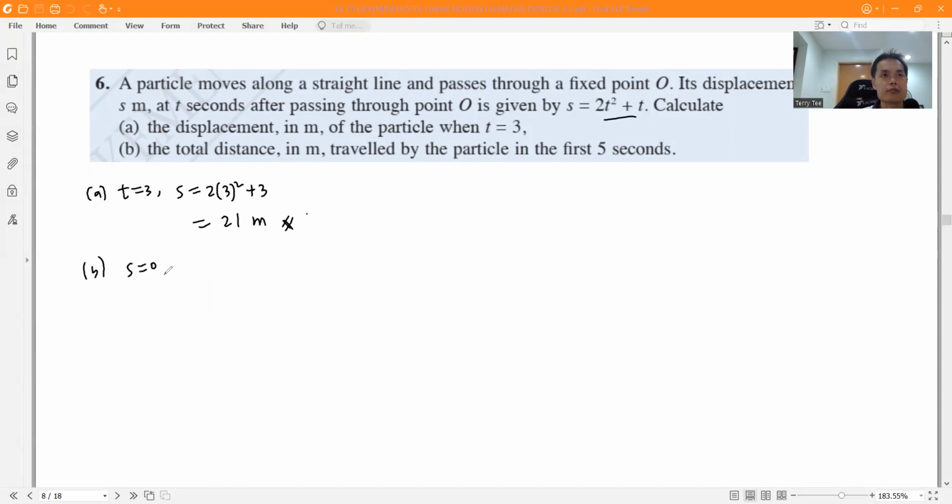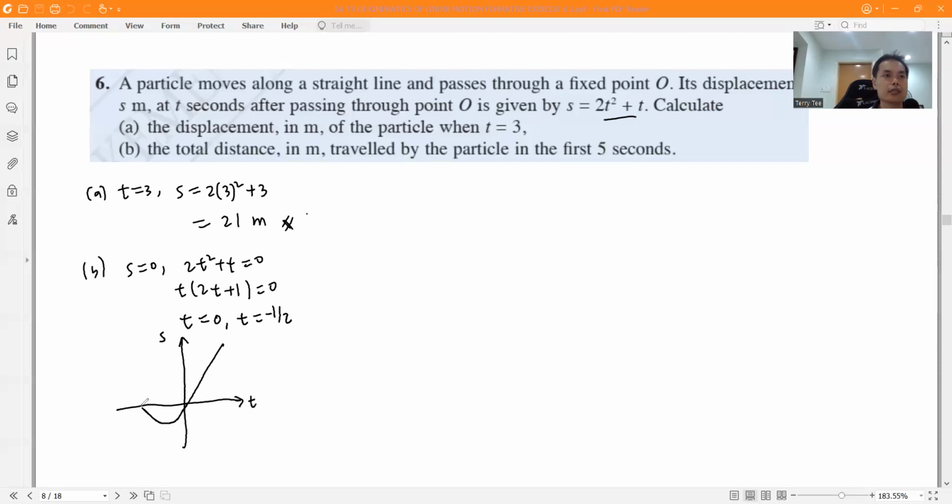If you let S be 0, you will get 2t squared plus t equals 0. So I factorize the t: t times 2t plus 1. Now, this is actually not necessary. I just want to let you know the roots are negative half and 0. That means if I were to sketch this graph, it actually falls on the left-hand side, like this. This is S versus t, and this is your negative 1/2. This is 0. So the particle doesn't actually change direction. It starts from point O and just goes all the way up. So we don't have to worry about the particle changing direction.